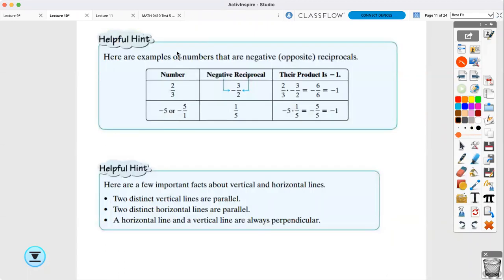Now, before we get into some examples, here are some helpful hints. Here are some examples of numbers that are negative or opposite reciprocals. Go ahead and write this graph down, and then there are some important facts as well. Let's give y'all 4 minutes for this one. There's a lot of information here, and then we'll talk about it.